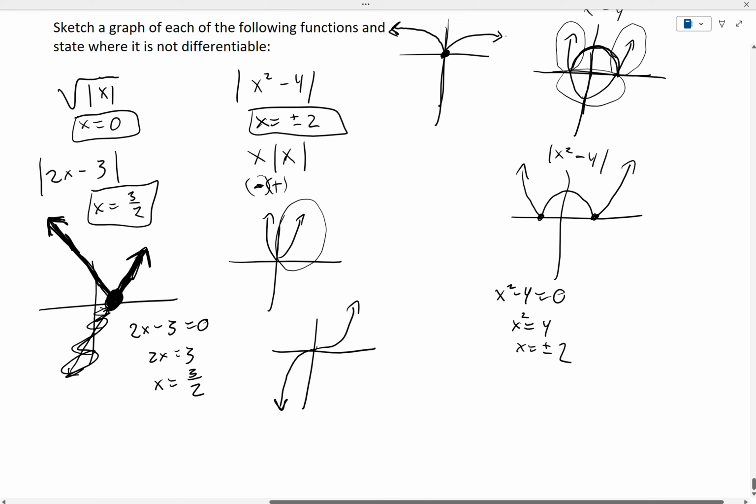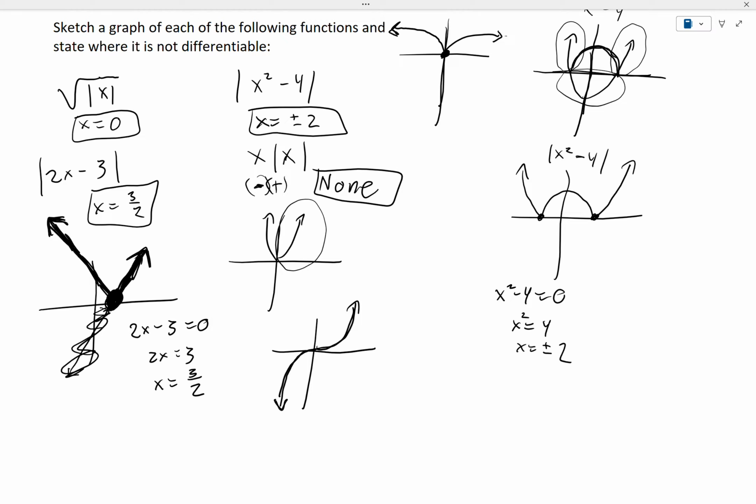So where is this not differentiable? Well, it's differentiable everywhere, right? It looks like a pretty smooth curve right here. There's no points where it's sharp. So we'll say points where it's just not differentiable. Say none, because there are no x values that make a sharp point for that graph.